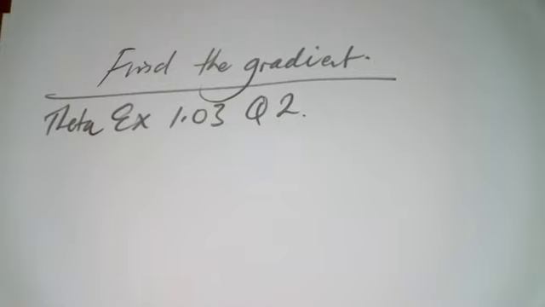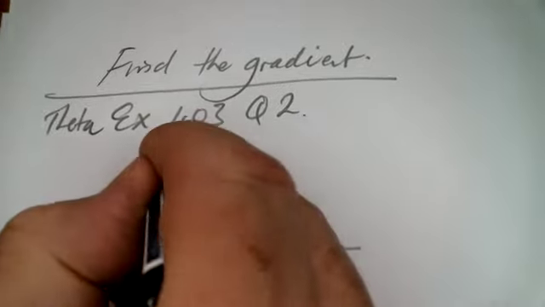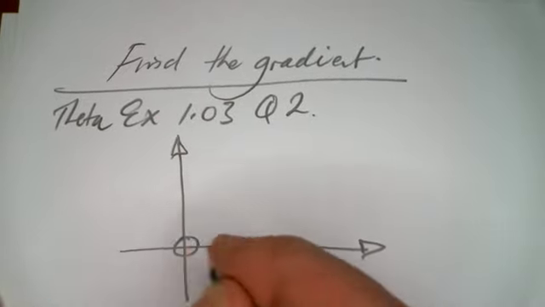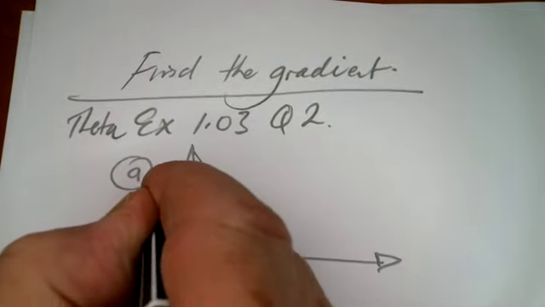All right, Theta exercise 103. We're going to have a shot at doing question 2. Now, question 2 is asking about diagrams, and each diagram has a line. And the idea is you're to find the gradient of the line. So in this case, question 2a has a line that looks like this.